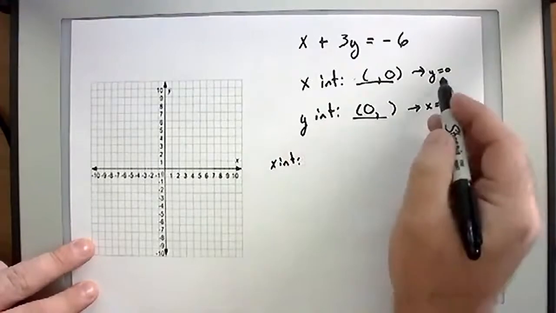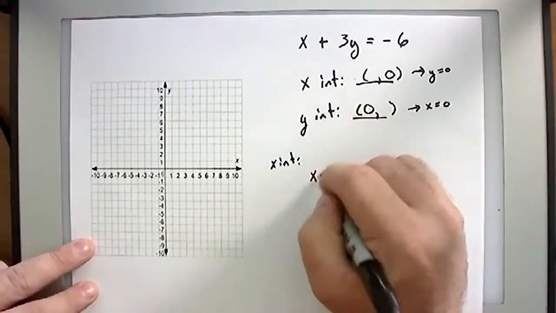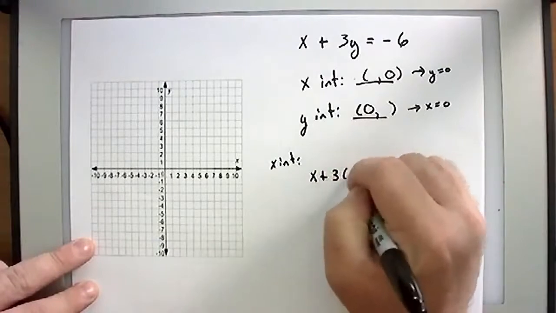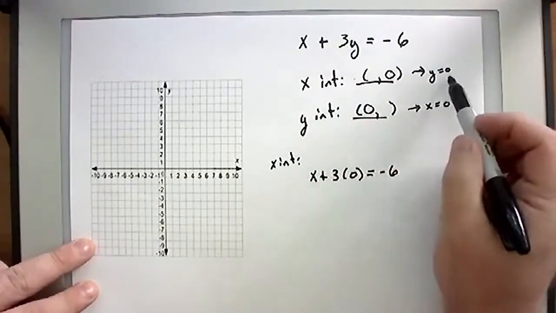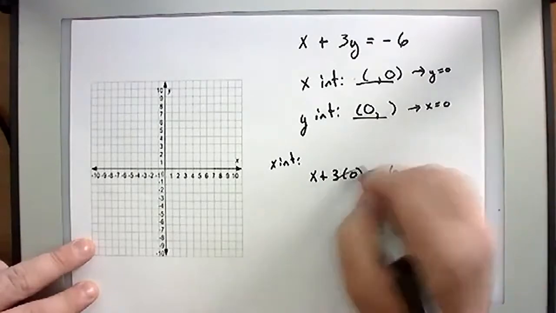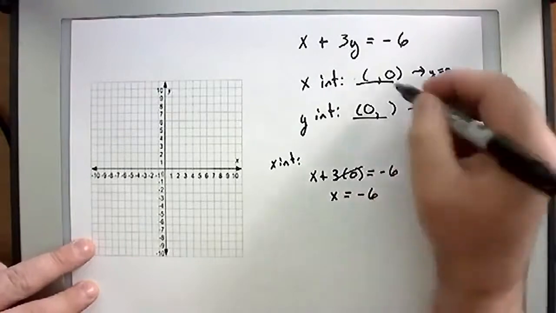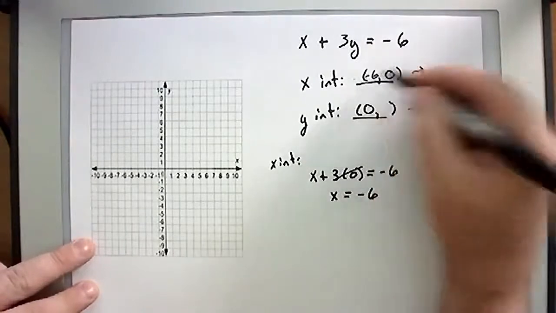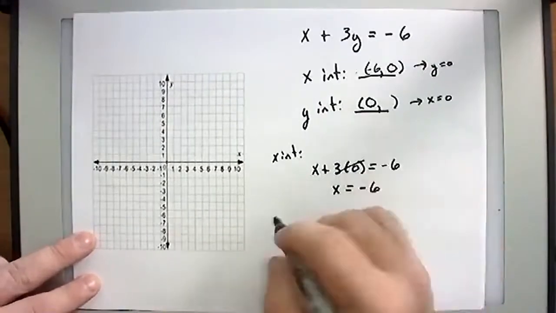We know that, again, the y is 0. So I'm going to plug in 0 for y. So we have x plus 3 times 0 for the y equals -6, because, again, x-intercept, 0 for y. 3 times 0 is 0. That's gone. x equals -6. So the missing value here was -6. Okay, make sure you're cool with what I just did. Plugged in 0 for y and found the missing value of -6 for the x-intercept.